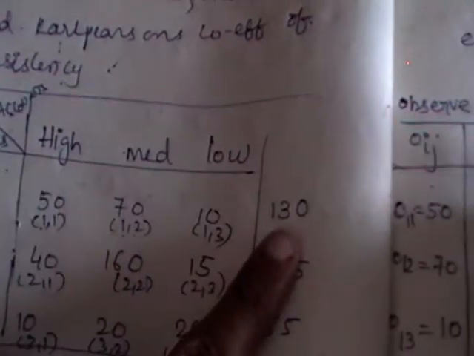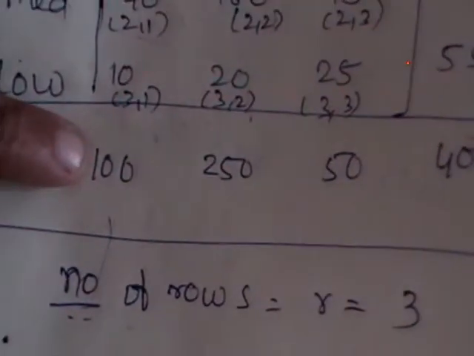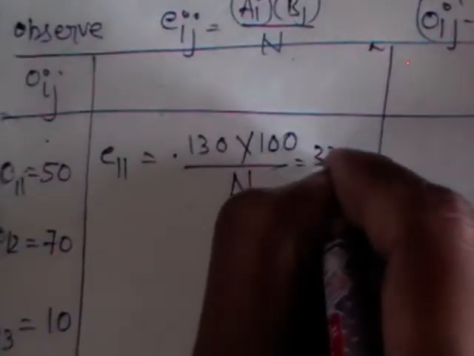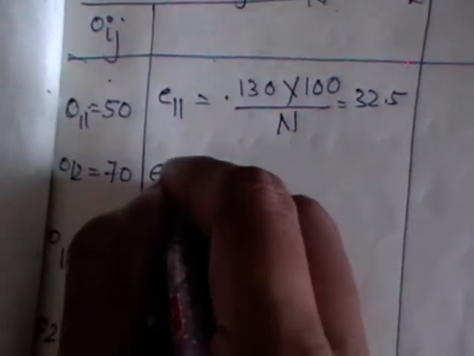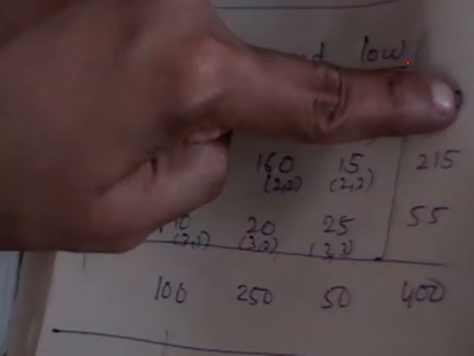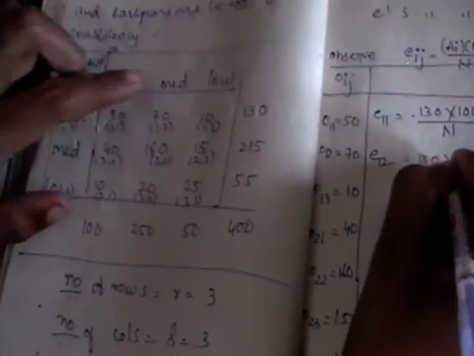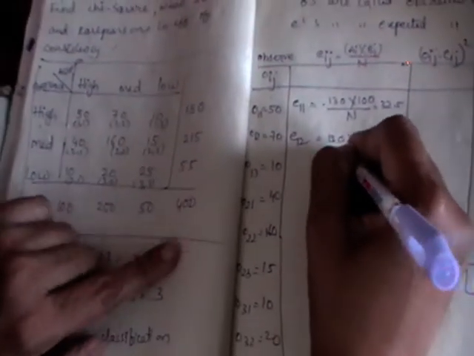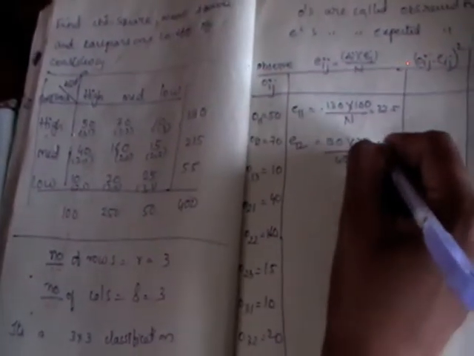You need to calculate E11 here. Its formula will be: take the corresponding row total, which is nothing but 130, into the corresponding column total, which is nothing but 100, by N, which gives you approximately 32.5. To calculate E12, take the corresponding row total 130 into the corresponding column total 250 by N, which is 400, which is around 81.25.